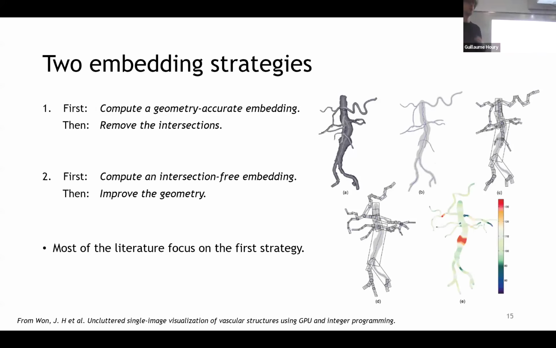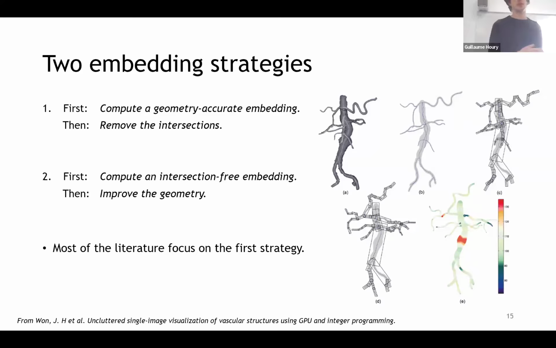This leads to two kinds of embedding strategies. The first one consists in first computing the projection of the 3D vascular tree without taking the intersections into account, and then trying to remove the intersections a posteriori. And the second strategy consists in doing things the other way around. First, compute an embedding that is intersection-free without taking the geometry too much into account, and then try to refine the geometry in a second step.